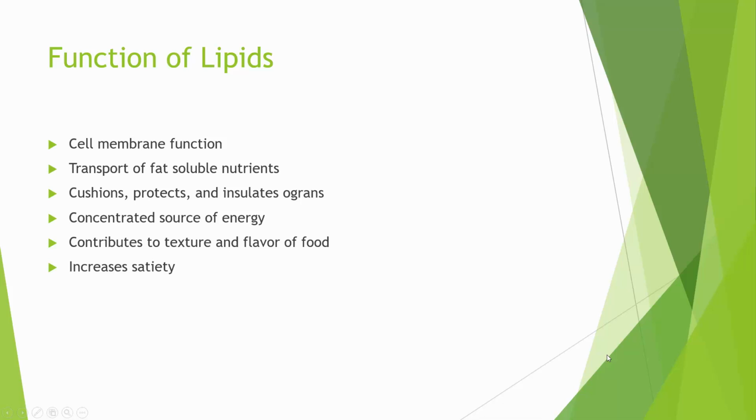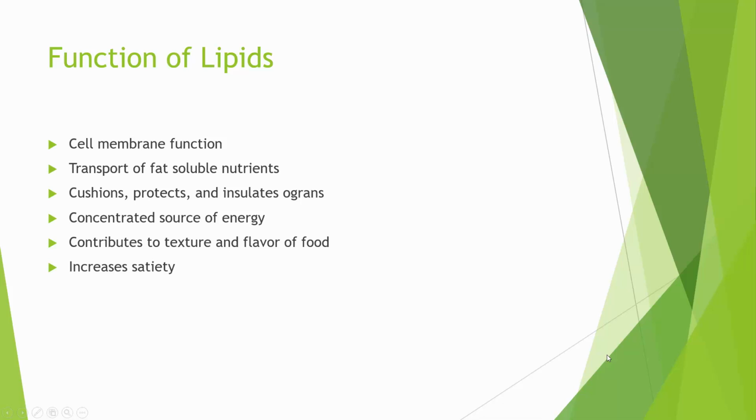So what do these lipids do? We do need fat. Back in the 90s, it was the trend of really low fat diets, and a lot of people had negative side effects from that because we do need fat in our diet. They play a role in cell membrane function and help transport our fat-soluble nutrients. We have several vitamins that are fat-soluble. They help cushion, protect, and insulate our organs. They are a concentrated source of energy.